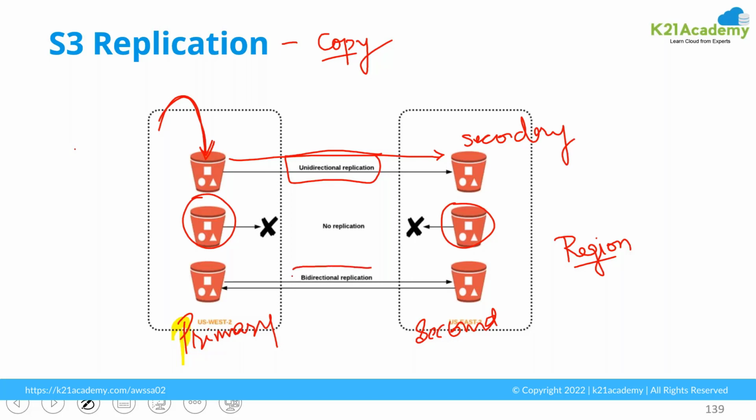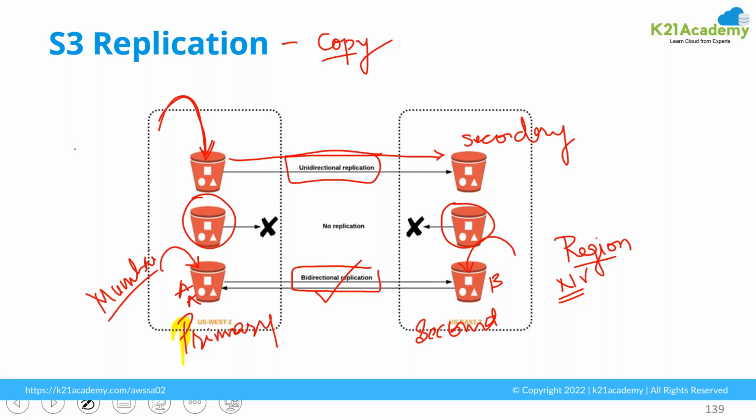Another type of replication which is possible is bidirectional replication. Either you put an object in bucket A, it will be automatically copied to bucket B. If you put an object in bucket B, it will be automatically replicated to bucket A. So this is known as bidirectional replication. And in this replication, I can make my bucket A in region Mumbai, and my bucket B in region North Virginia, Ohio, or whichever region you want. So you can create the buckets in separate regions and can enable the replication on it.